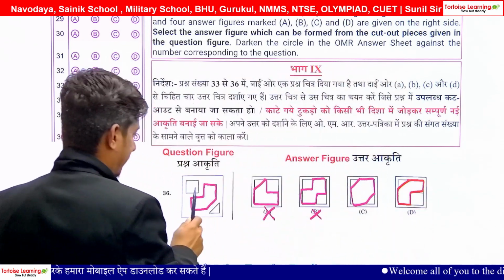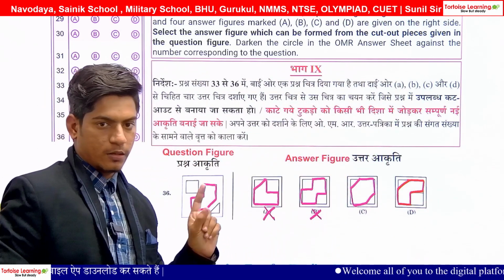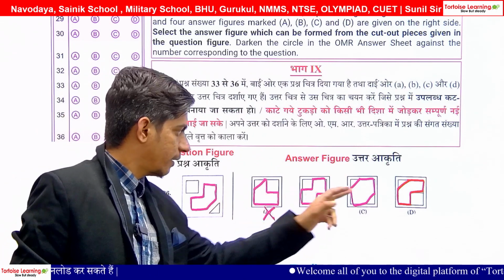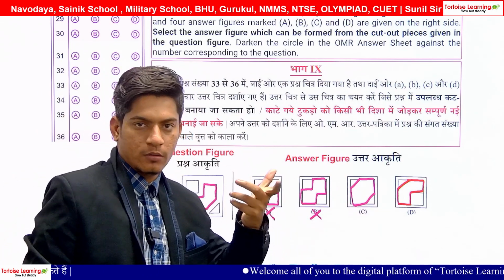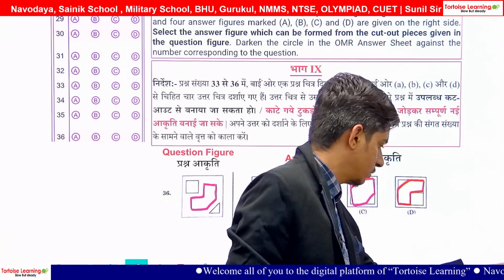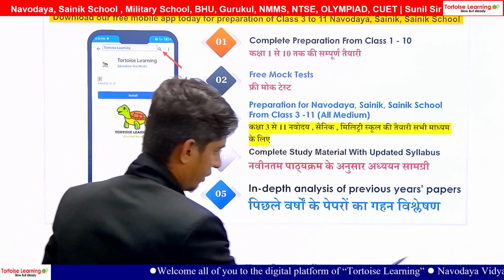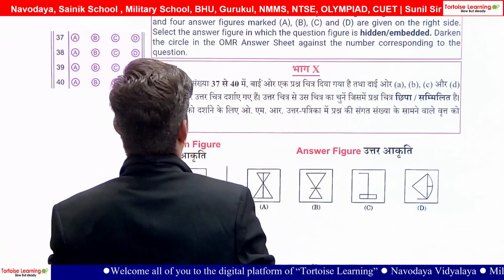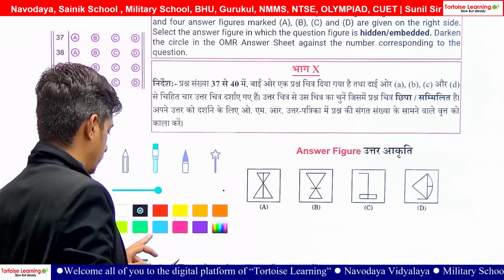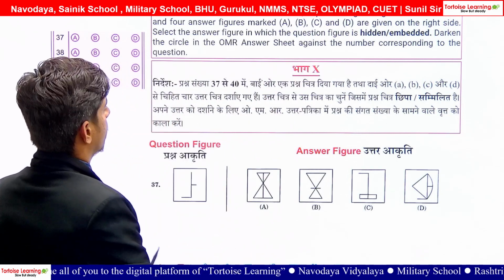Now don't say that these are not the same. These are the same. This is this, and these are the same, but they have rotated in another direction. Now next, this is completed. This is the last part of these 50 questions.